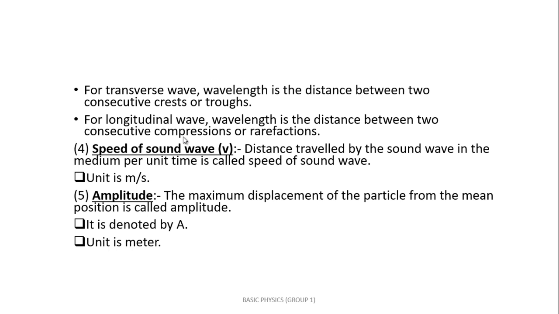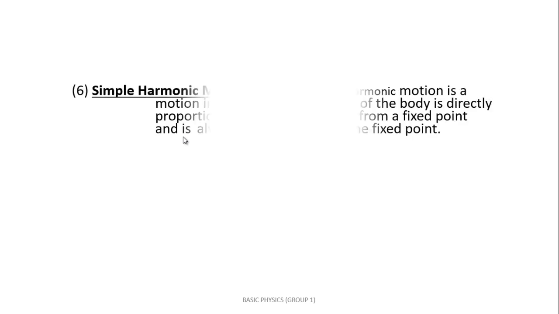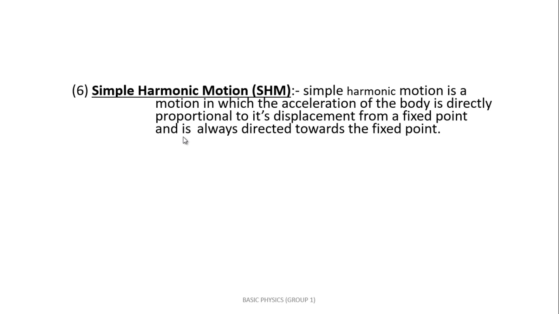Now 6th one is simple harmonic motion. We already discussed in last slide. Simple harmonic motion is a motion in which the acceleration of the body is directly proportional to its displacement from a fixed point and is always directed towards the fixed point.